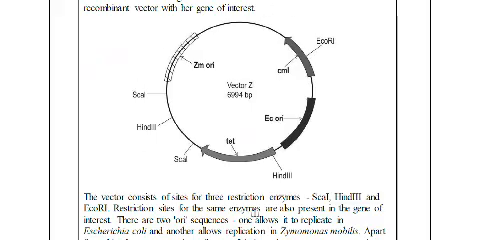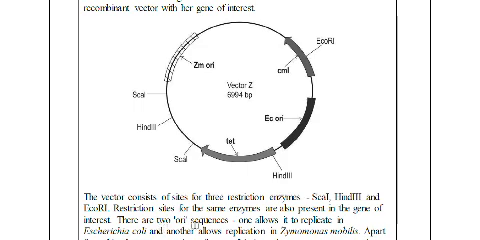Here is a picture of a recombinant vector with the gene of interest. There are certain sites where you can see there are two origins of replication here. There are sites for EcoR1. This is a selectable marker with chloramphenicol, and here also there are restriction sites for Hin3 over here, and ScaR1 here. So this is a recombinant vector. The vector consists of sites for three restriction enzymes: ScaR1, Hin3, and EcoR1. Restriction sites for the same enzymes are also present in the gene of interest.